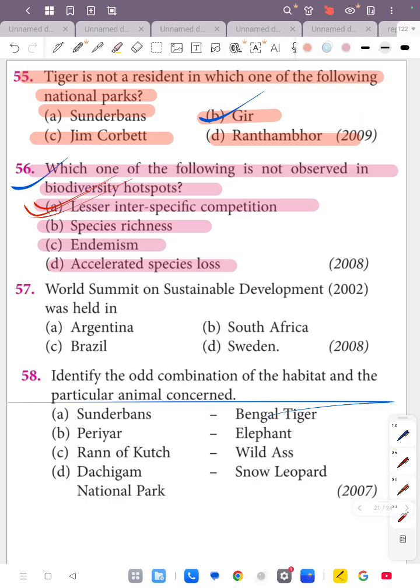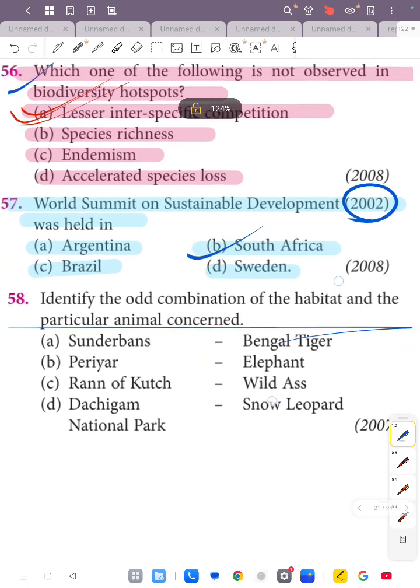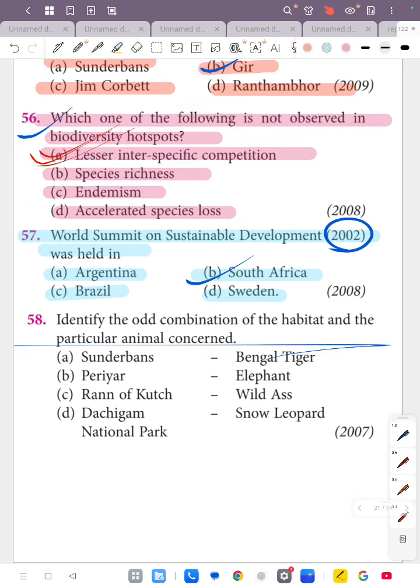All right, moving on to the next question. Okay. 57: World Summit on Sustainable Development 2002 was held in A. Argentina, B. South Africa, C. Brazil, or D. Sweden. What do you think? I think even this data is mentioned in the NCERT textbook, where they speak about this being the follow-up of the Earth Summit, right? The World Summit on Sustainable Development, which was conducted in 2002, was held in Johannesburg, South Africa, right? I hope you're able to connect the dots. All right, few more questions and we'll be good to go. Let's quickly wrap it all up.